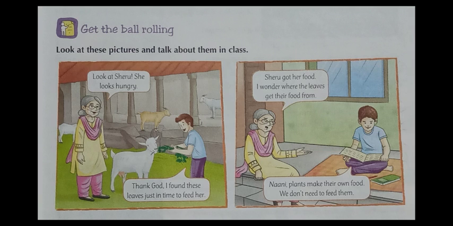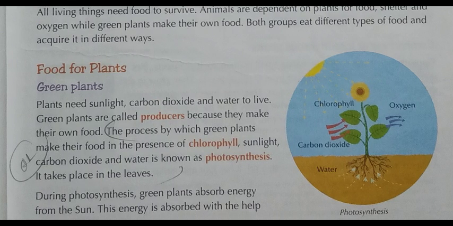So here, as you can see, a conversation is going on between the grandchild and grandma. Grandma is asking from where the leaves get their food, and the grandchild, by going through the book, is telling that Nani, plants make their own food. We don't need to feed them. So let us go through the next paragraph.